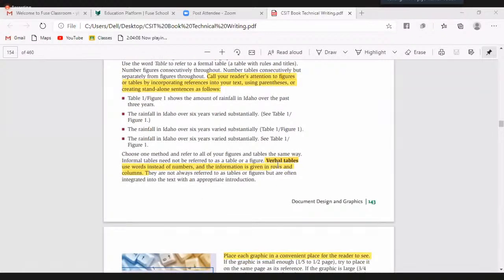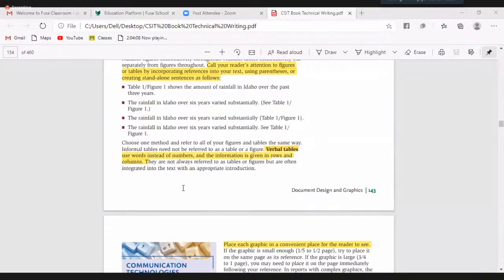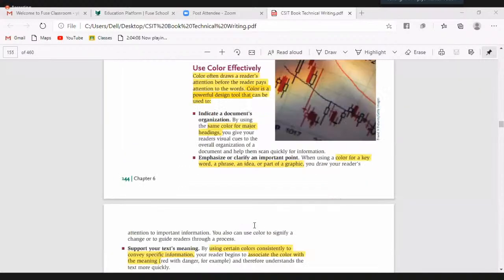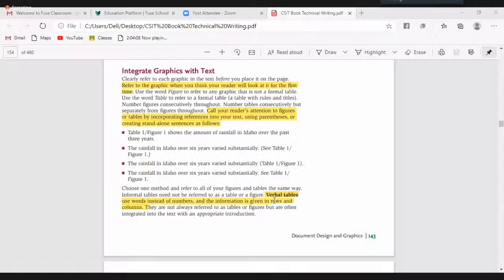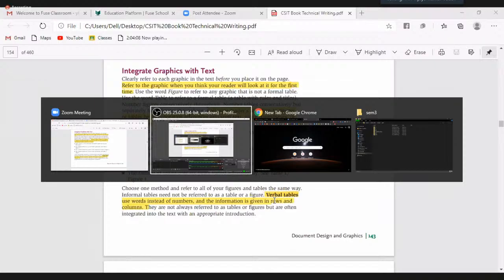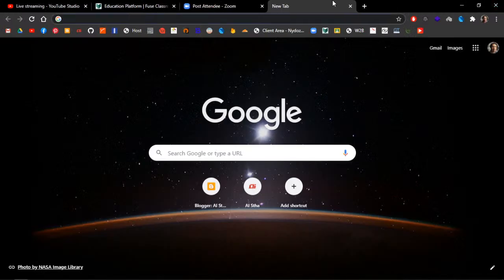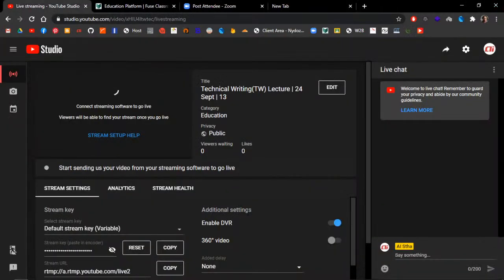Okay, then here you have verbal tables. Verbal tables use words instead of numbers, and the information is given in rows and columns. For a verbal table, the example is given below. In a verbal table, we use words. We don't use numbers. Instead of numbers, we use only words. So below there is the example of a verbal table.